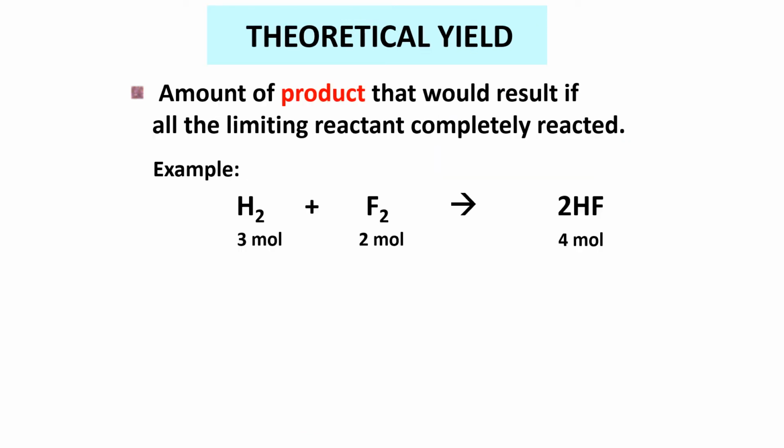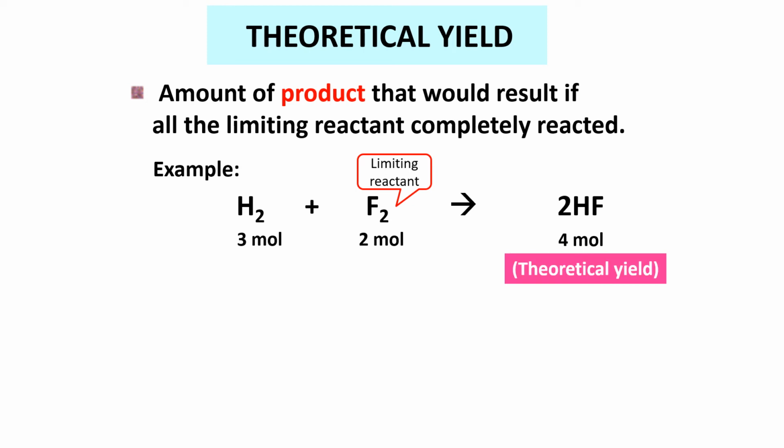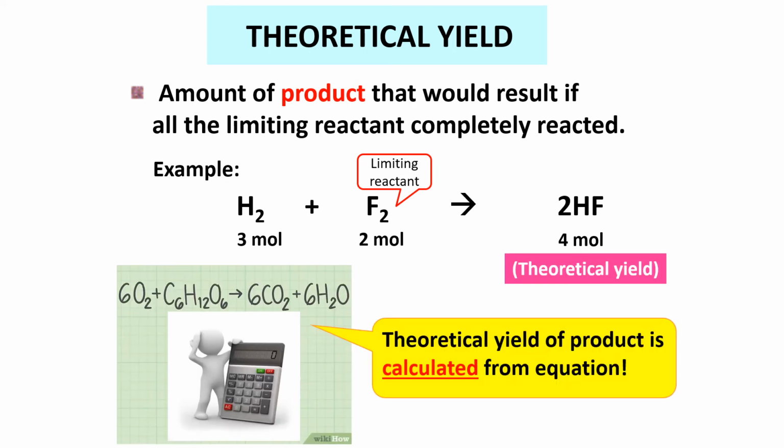Theoretical yield refers to the amount of product that would result if all the limiting reactants completely react. As for example, in this chemical reaction, we are given 2 mole of fluorine and 3 mole of hydrogen. 2 mole of fluorine totally react with 2 mole of hydrogen to produce 4 mole of hydrogen fluoride. These amounts represent the theoretical yield. Reminder, the theoretical yield of product is calculated from the equation.